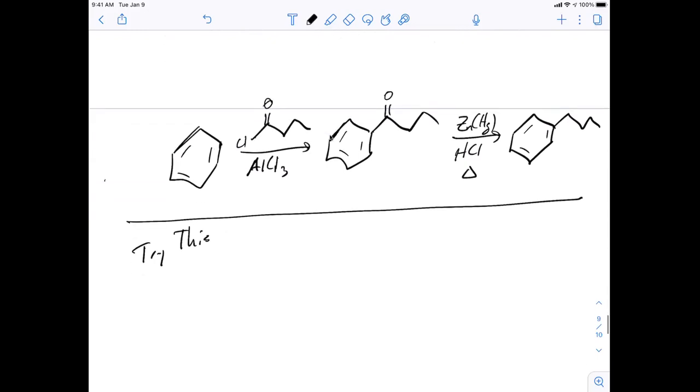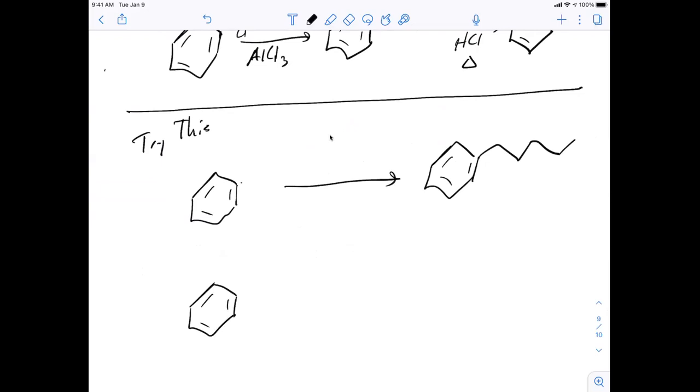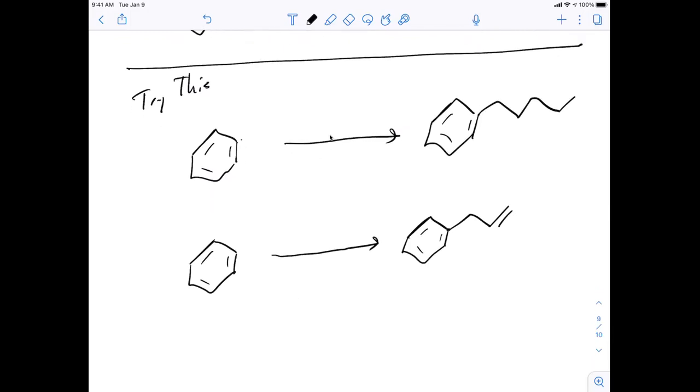Before we change gears, let's try this. All right, let's propose the synthesis, the reagents for these two syntheses. Again, take a little time to work by yourself and then feel free to have a conversation with your neighbor.